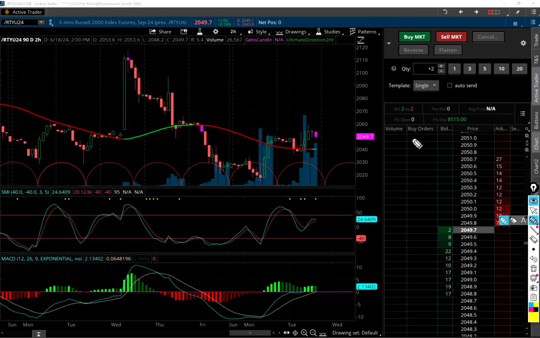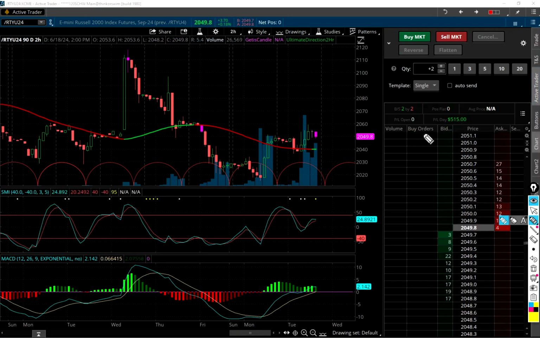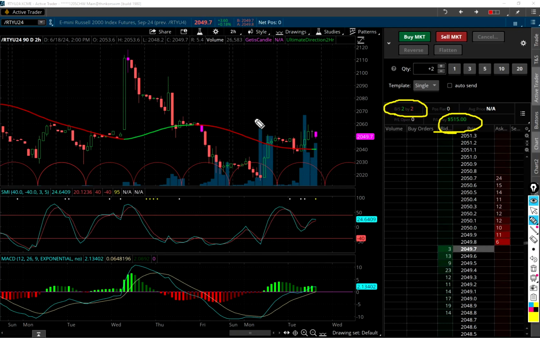Okay, so here's my trade that I made. This was actually kind of late last night. I was up, made $515. I just kept the position pretty small here. Two E-mini Russell contracts. These are futures, not options. For those that may not be familiar, this is futures contracts, not options.